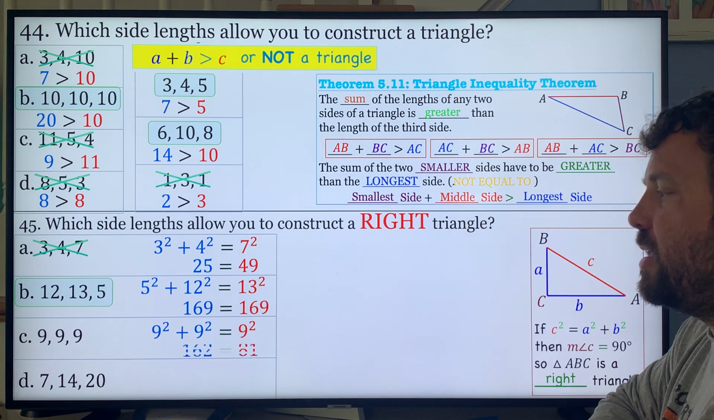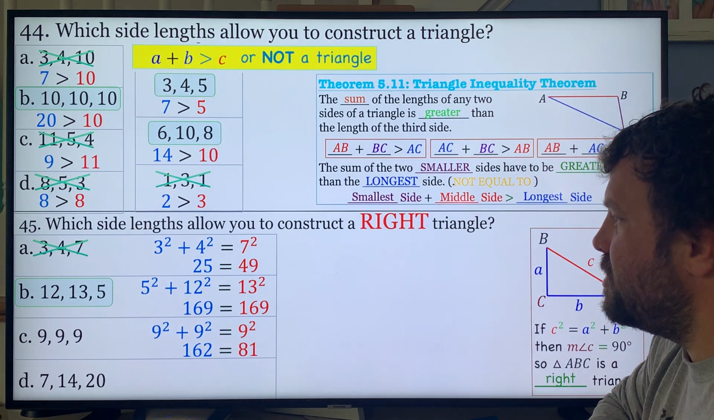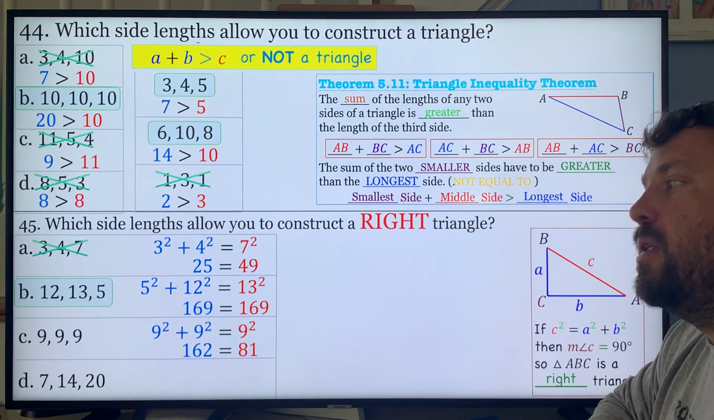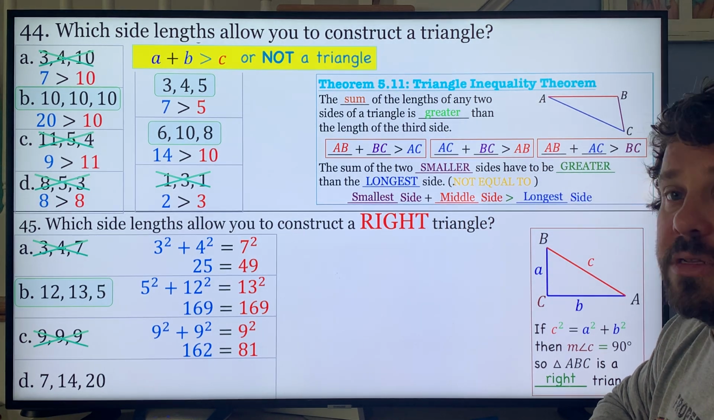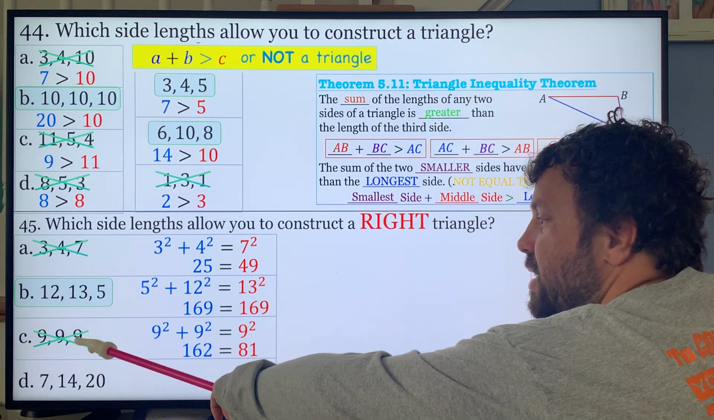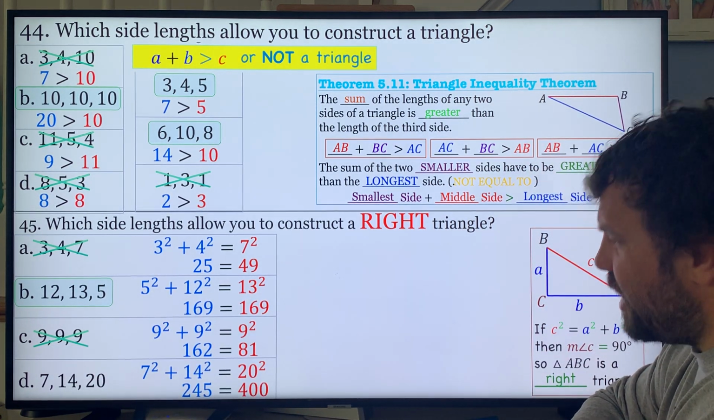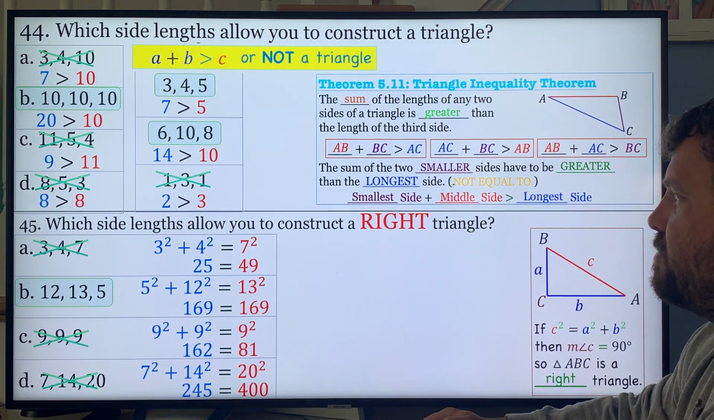9 squared is 81. Is not equal to 162. Okay, not a right triangle. This is actually an acute triangle, or otherwise known as an equiangular triangle. All the angles are 60 because all the sides are the same. 7, 14. 245 is not equal to 400. Not a right triangle, actually not an obtuse triangle.